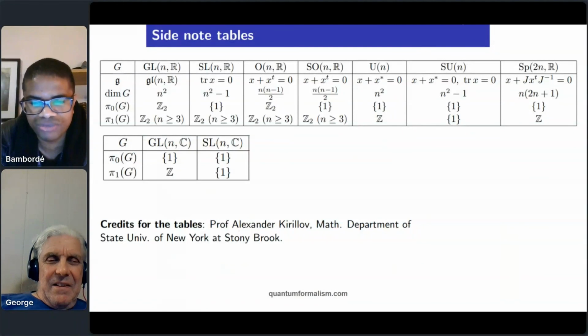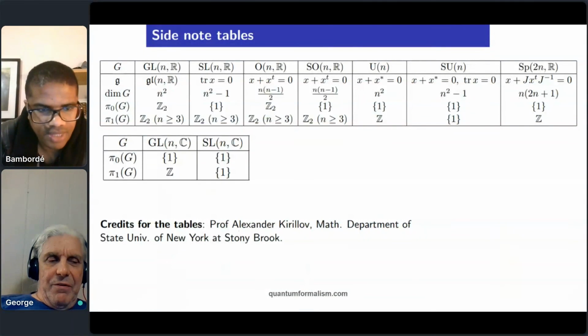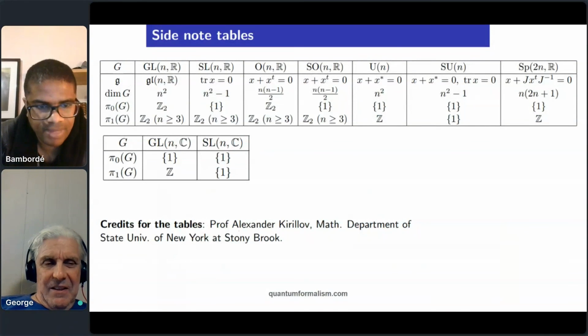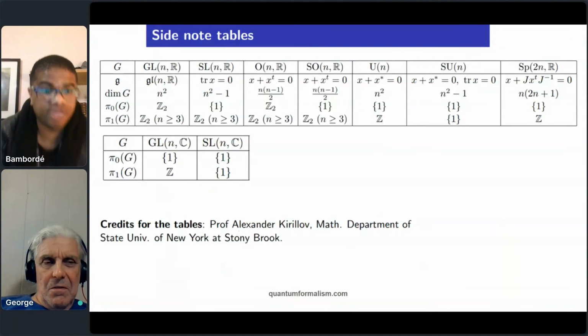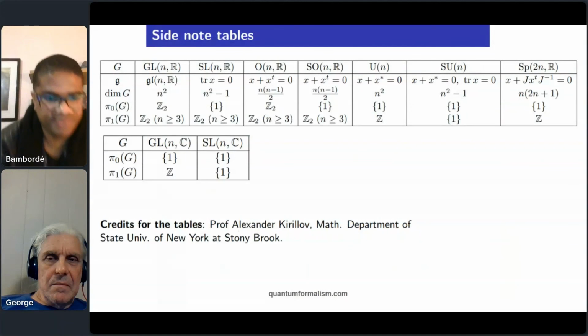George says: now this makes it clear to me what was meant by fundamental group of a group. It's the fundamental group of the space. Yeah, okay, thank you. Remember, these Lie groups are topological spaces, right? So you can talk about these topological notions.